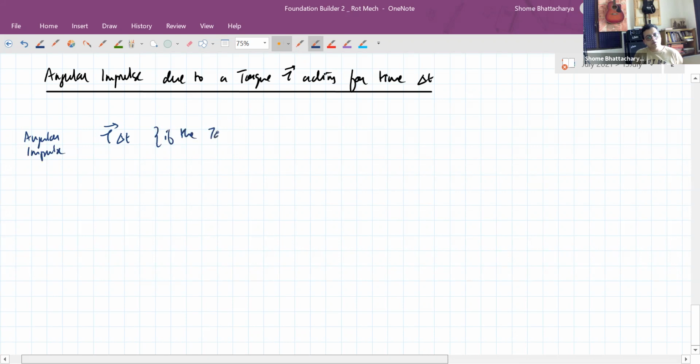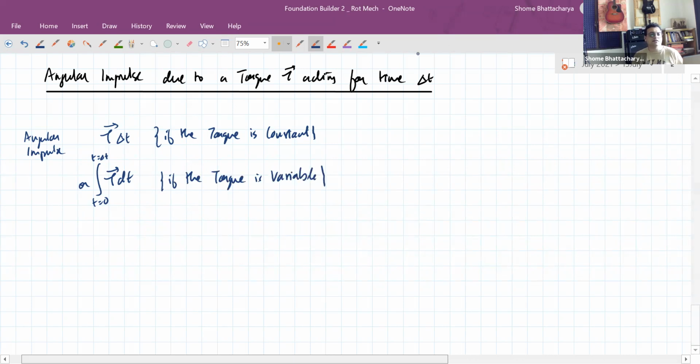If the torque is constant, or tau dt integrated from 0 to whatever time, if the torque is variable. So again, this concept you can understand that is coming from a direct conversion of translation to rotation.